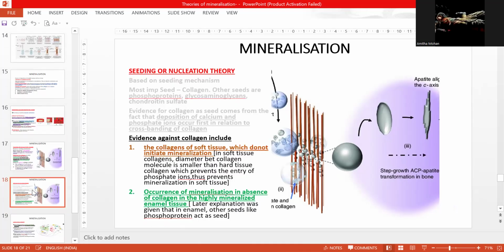The explanation given for these two pieces of evidence against collagen was that in soft tissue collagen, the spacing between the collagen molecules is smaller than in hard tissue collagen, thus preventing the entry of phosphate ions and thus preventing mineralization of soft tissue. The explanation for the occurrence of mineralization in the absence of collagen in enamel tissue was that in enamel, there are other seeds like phosphoprotein acting as seeds.